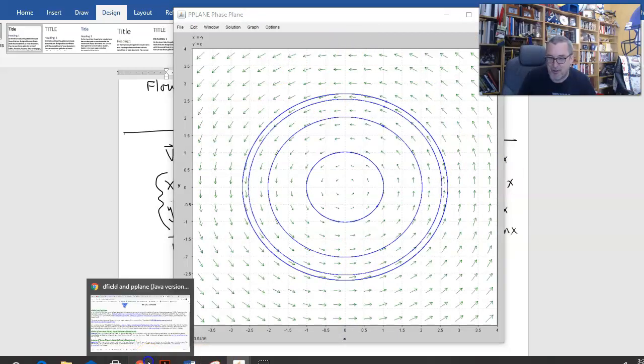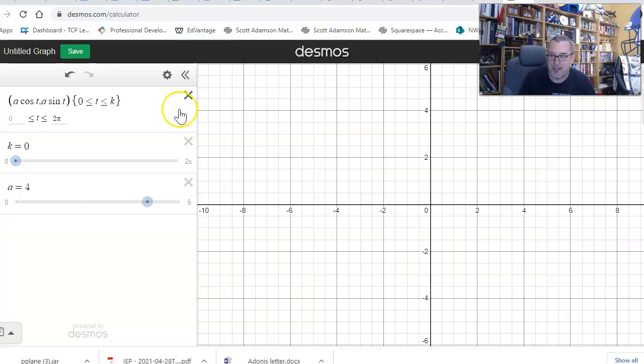But also, just to show another piece of technology here, we could also do this in Desmos. So notice what I've done here in Desmos is put in an ordered pair. This is how you do parameterized stuff in Desmos. Put in the ordered pair a cosine t, a sine t. But I want you to see it slowly. So I said allow t to vary from 0 to k. And then I'll make a slider for k. And then there's also a slider for a to show the series of concentric circles, the family of flow lines, the flow of this vector valued function.